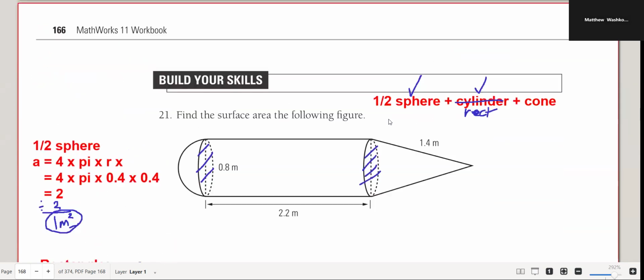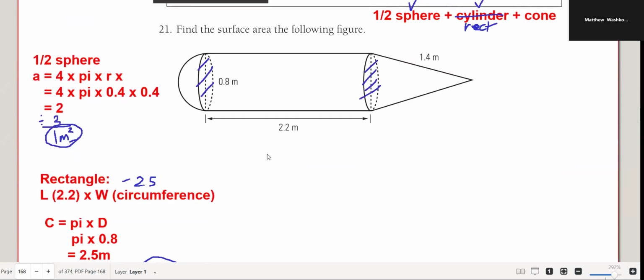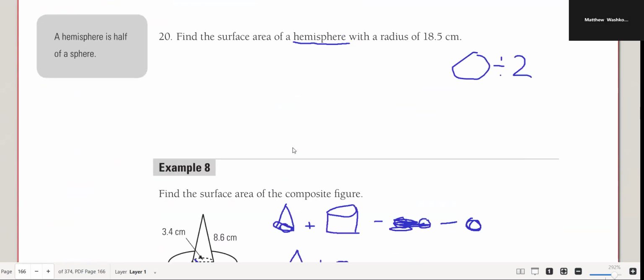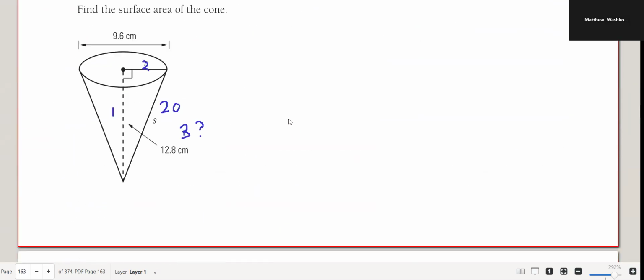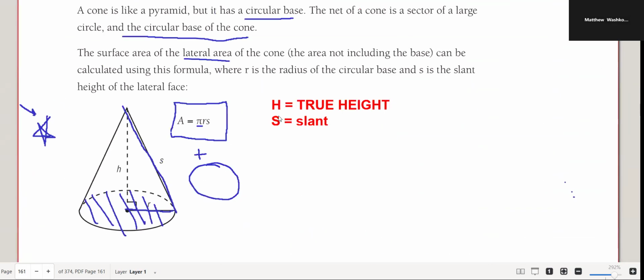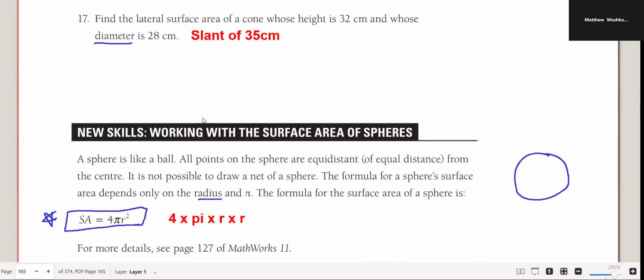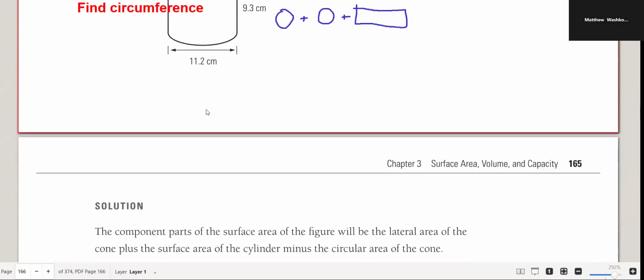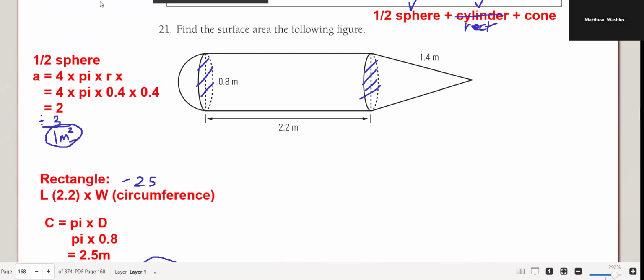I don't care about this circle. The lateral area of a cone, right? What's that again? Look up in your notes or just Google it. I'd recommend actually using ones in your notes in this case. Pi times radius times slant. Right? So for the cone, area is equal to pi times radius times slant.